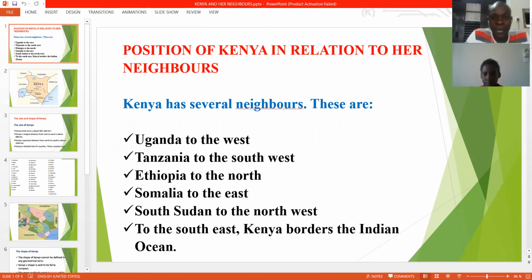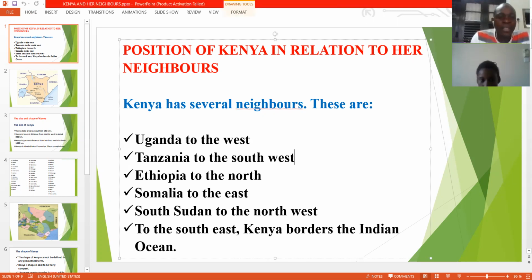So that is the position of Kenya in relation to her neighbors. Kenya has several neighbors. We have Uganda to the west. Tanzania is south. Also, we have southwest. Remember, Tanzania is basically south, but most part of it is on the southwest. Then we have Ethiopia to the north, Somalia to the east, South Sudan to the northwest, and to the southeast, Kenya borders the Indian Ocean, which is not a country, but a physical feature. So I ask you to put that down before we look at the map and see specifically where these countries are.